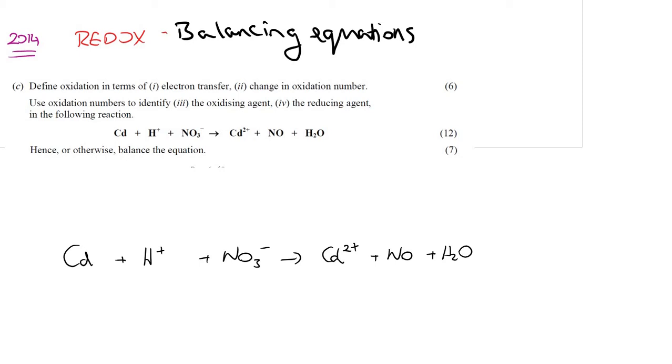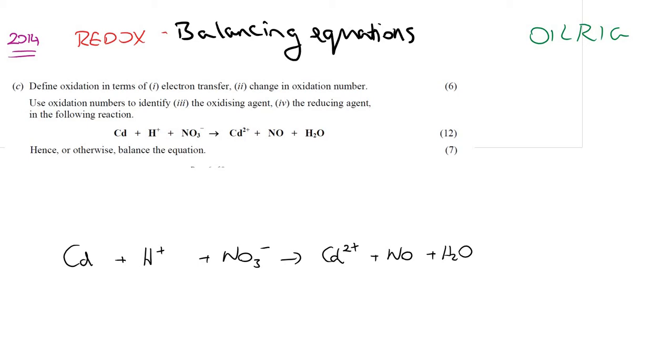Well, if we just remember our mnemonic OIL RIG, oxidation is loss and reduction is gain, so oxidation is the loss of electrons. In terms of change in oxidation number, oxidation is an increase in oxidation number on going from one species to another. All you need to say there is it's an increase in oxidation number.